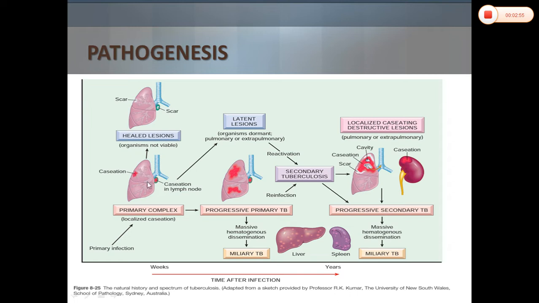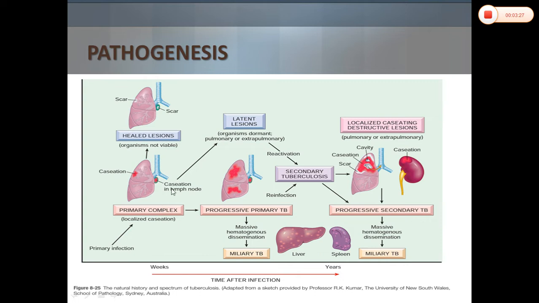With this combination of caseation in the lymph node, it is called Ghon complex. It will go in different pathways. If the lesion is healed, the affected tissue undergoes fibrosis, and it will be seen as a scar in the lung parenchyma along with a scar in the lymph node region. Here the organisms may be viable or not viable.